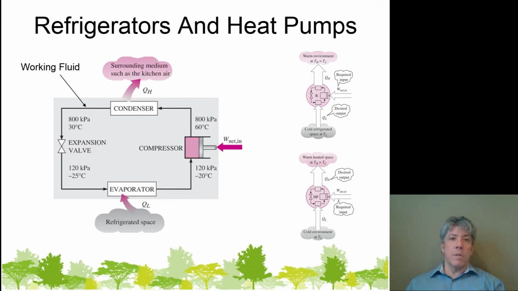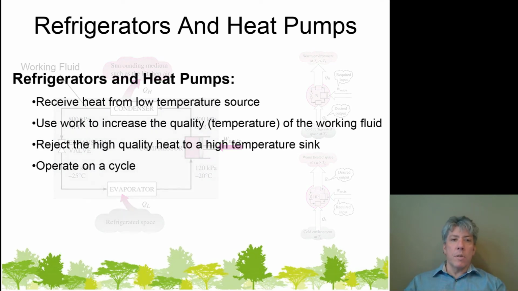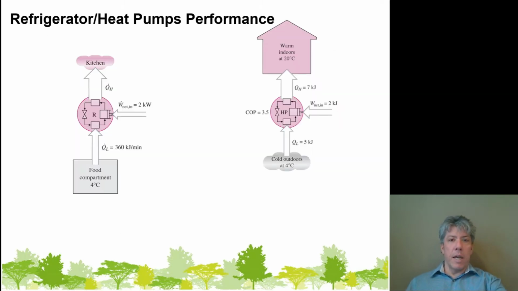There are air conditioners that use air, and they are used typically on jet airliners where they have plenty of power available, but they can't really afford much more weight. And so they have fairly lightweight air conditioners that use air to cool air. And so it works out well, but we'll see that a little bit later. Typical features of refrigerators and heat pumps is that they receive heat from a low temperature source. They use work to increase the quality, in other words the temperature of the working fluid, and they reject that high quality or high temperature energy to a high temperature sink. They also operate on a cycle, and I didn't have it there, but they use a working fluid.